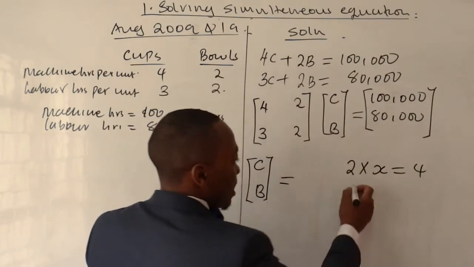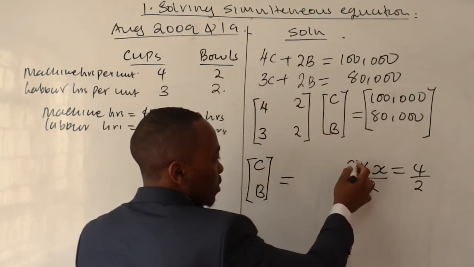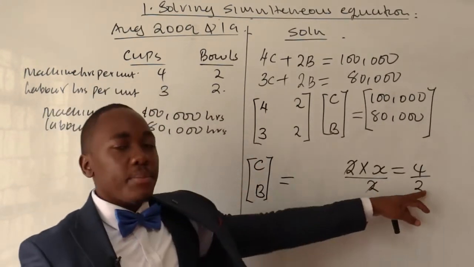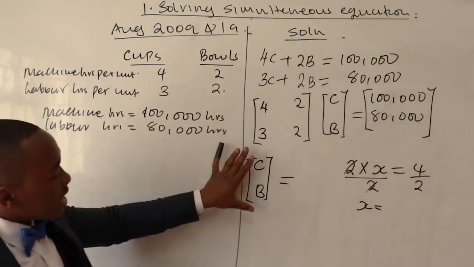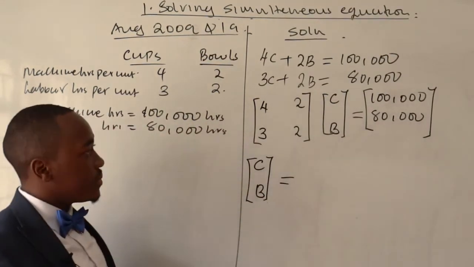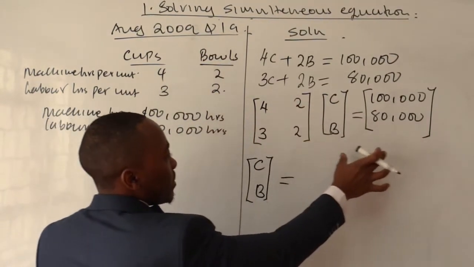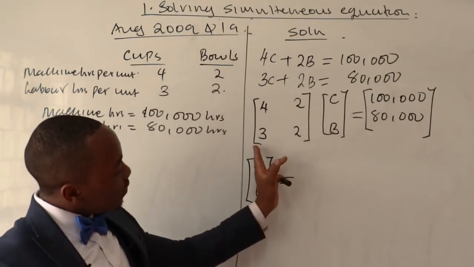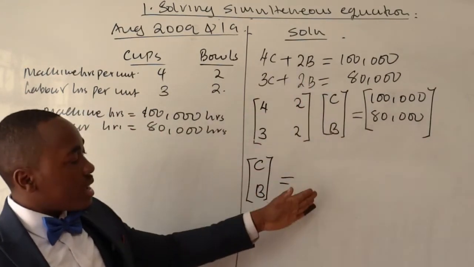So to get x, you just divide both sides by 2. So that one and that one goes. What you have done is divide both sides by 2. Now in this case, our x is CB. So to get CB, you divide both sides by this matrix, so that on this side it will cancel.